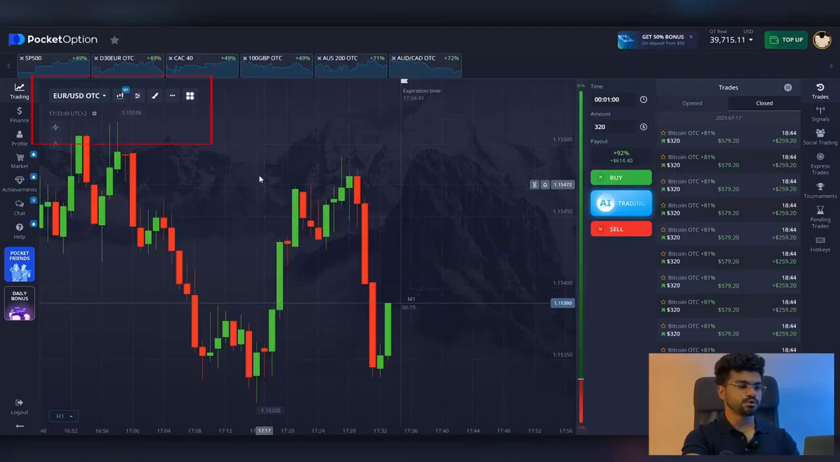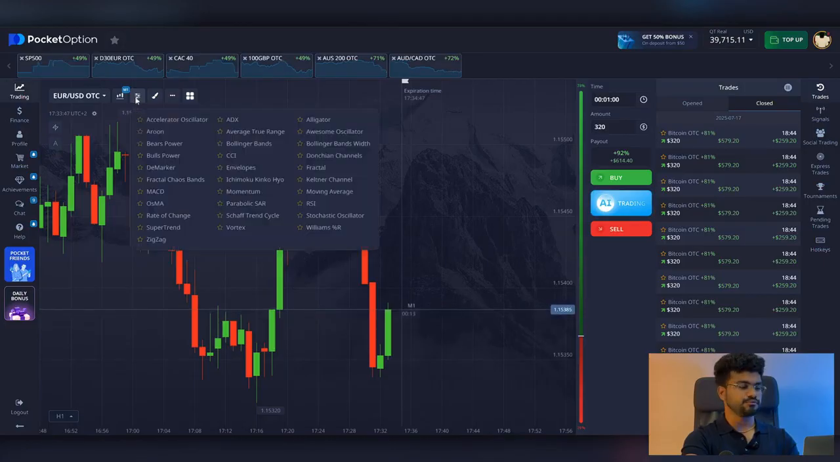Okay, so let's move on and talk about the most important tool in trading, which are the technical indicators. So if you look here, right next to the chart panel, we have the technical indicators panel, where you can see there are dozens of tools available for our disposal, but I am going to explain 3 of them.